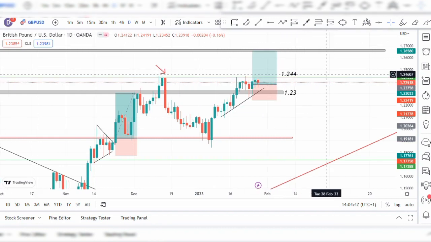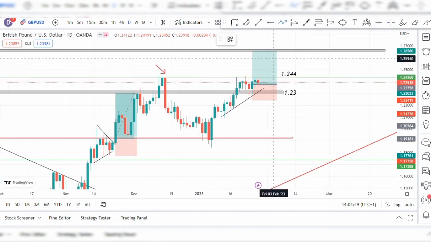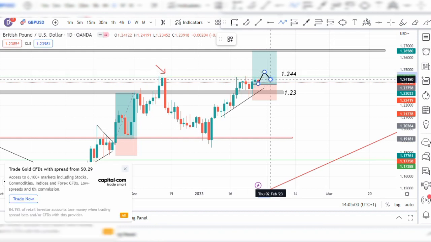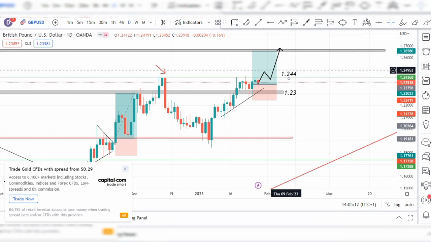So one of two things can happen here. Because we're expecting more bullish move for GBPUSD, price can just continue up, break through the 1.244 area, come back to retest it, and then continue up to the 1.266 area. All right, so that's one possibility that we're looking at.